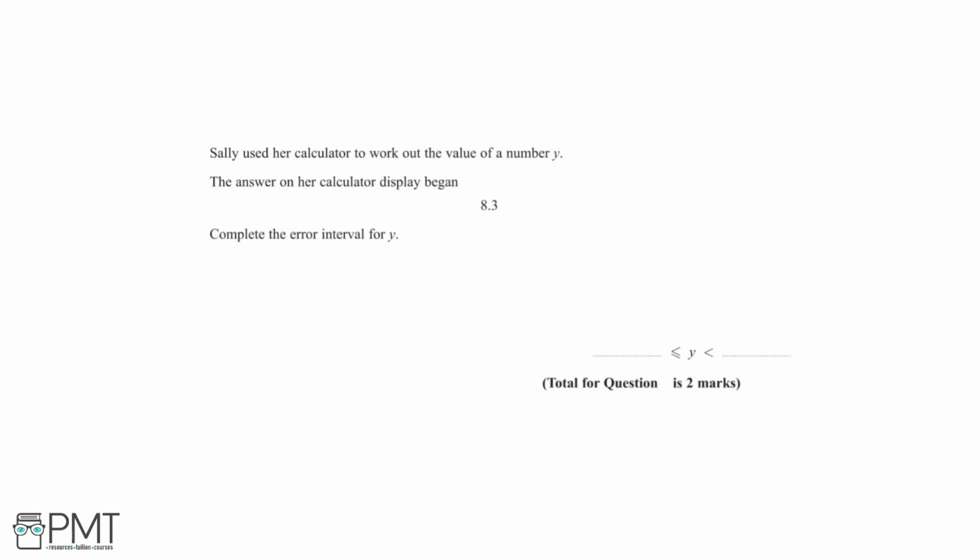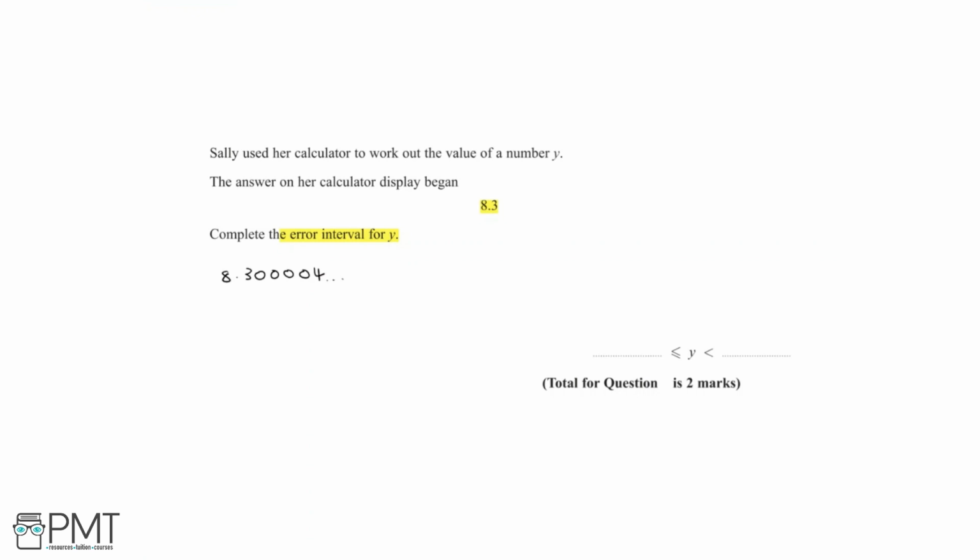In this question, we're told that Sally used her calculator to work out the value of a number y. The answer on her calculator display began 8.3, and we need to complete the error interval for y. And so if the answer on her calculator display began 8.3, we could have 8.3 followed by an infinite number of numbers.